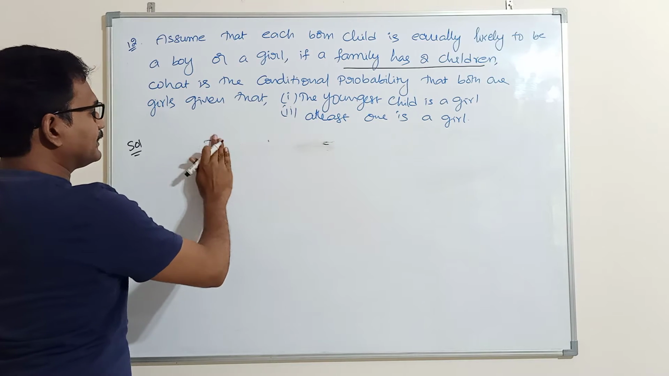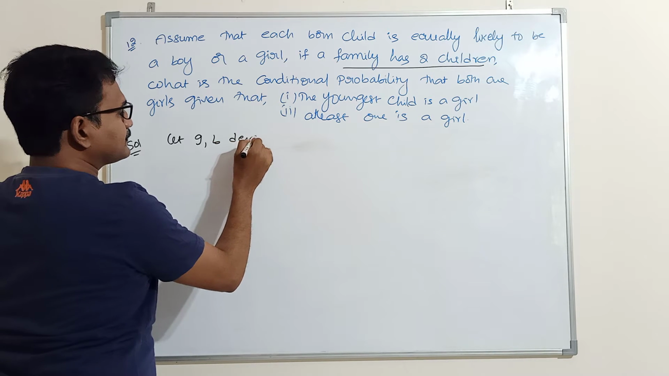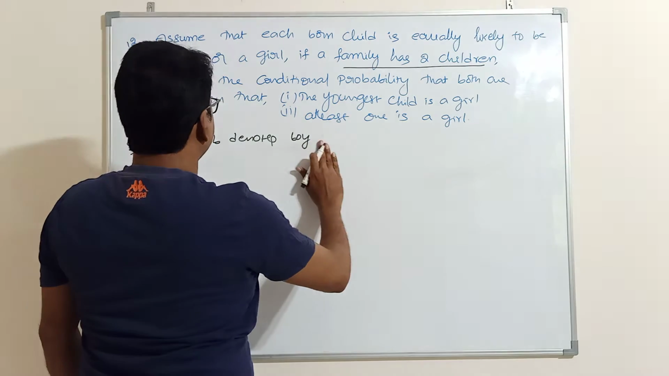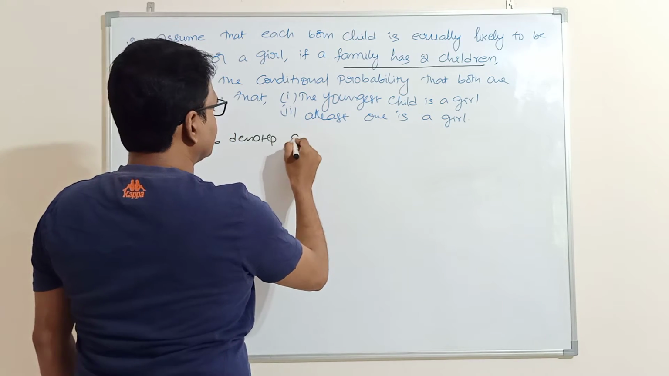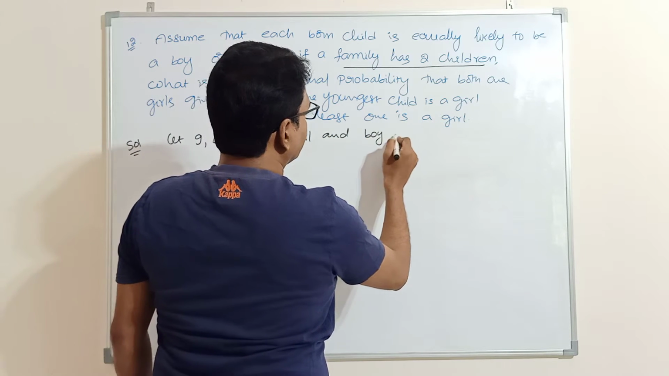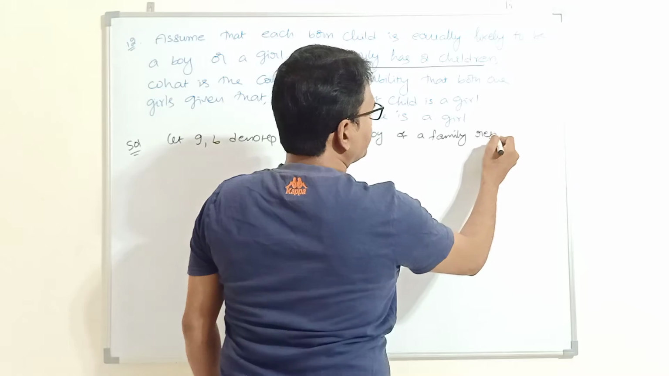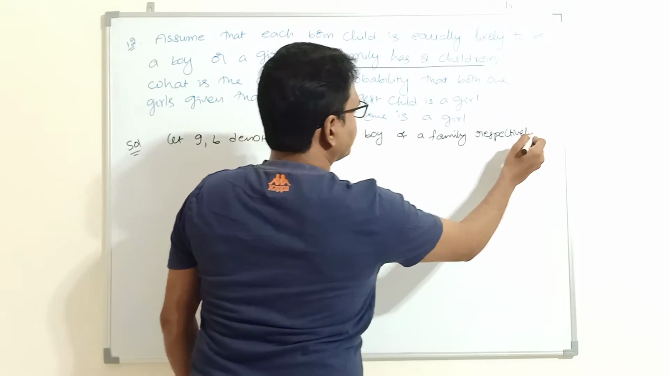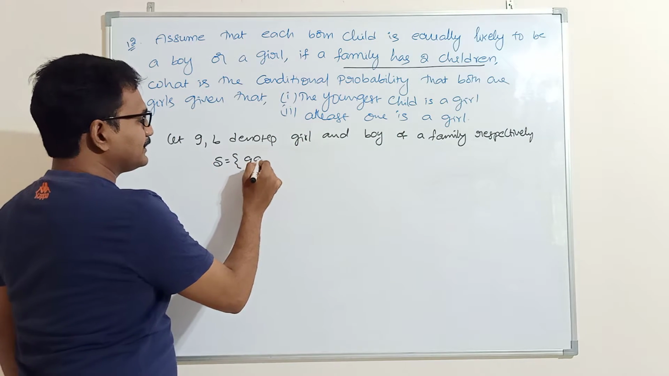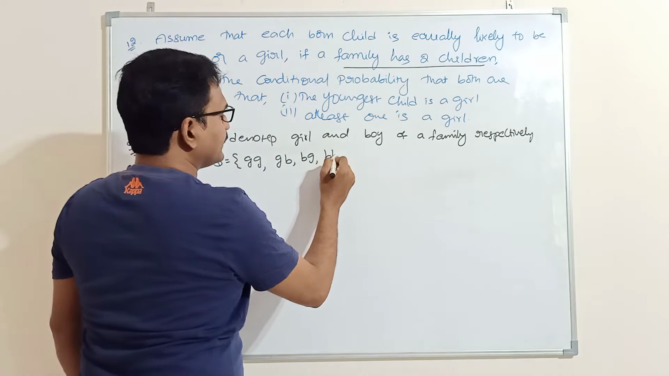Before this, you write this line. Let GG, GB, BG, BB denote girl girl, girl boy, boy girl, and boy boy respectively. Then what is the sample space? A family has two children, so the two children may be either both girls, or girl boy, or boy girl, or boy boy.